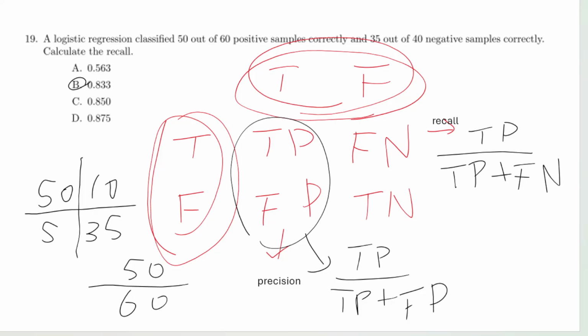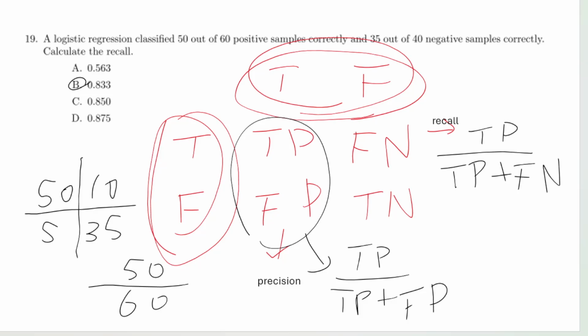That's because there were 60 positive samples, right? And only 50 were correctly tested. What does that mean? Then that means 10 were positive, but it was tested as negative. That would be called false negative. Negative tested as positive, yes. So 35 were correctly categorized as negative, which were negative, so that's true negative. Whereas 40 minus 35 should be giving you 5.